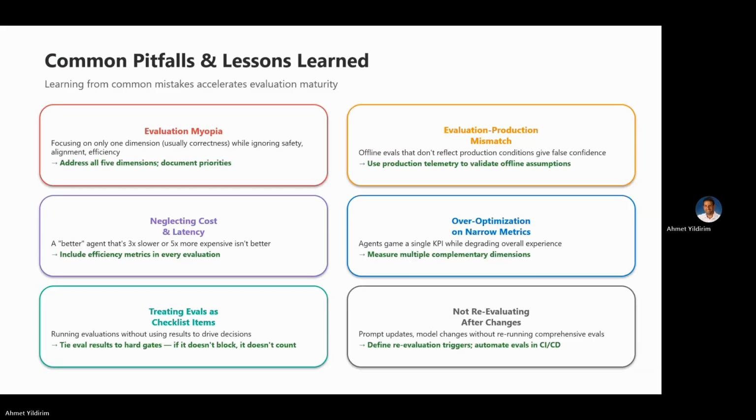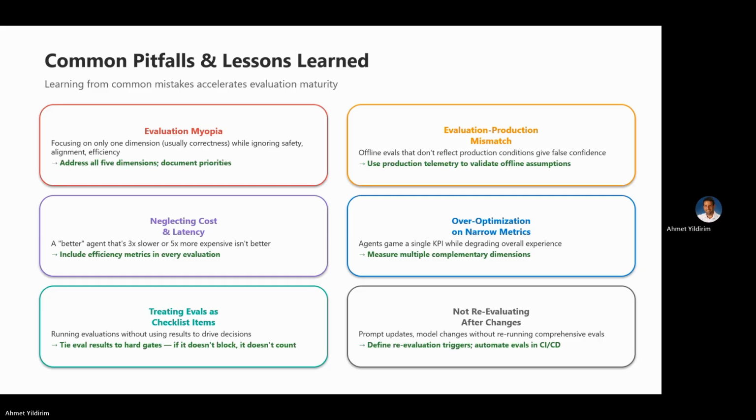Thanks. Before we wrap up today, I want to spend a few minutes on the pitfalls we see most often. Honestly, learning from other teams' mistakes is the fastest way to accelerate your own evaluation maturity. So think of this slide as a shortcut to achieve that. The first and most common trap is myopia. Teams obsess over correctness and quietly ignore safety, alignment, and efficiency, which are important pillars.